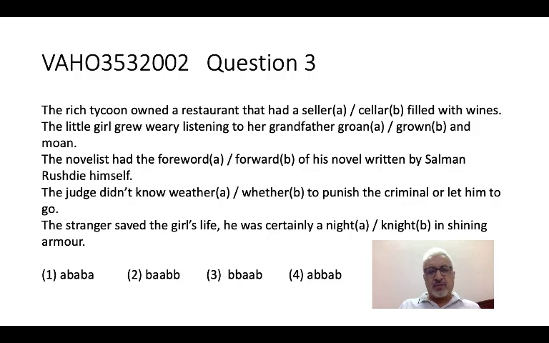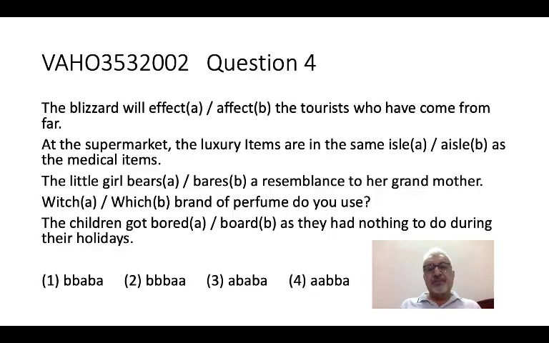And therefore, what should be the answer to 3? Yes, 2. Because the first one is second, the second one is A, the third one is again A, and then you have the fourth and fifth sentence to be the second one, B. So the answer is 2. Next, question number 4.